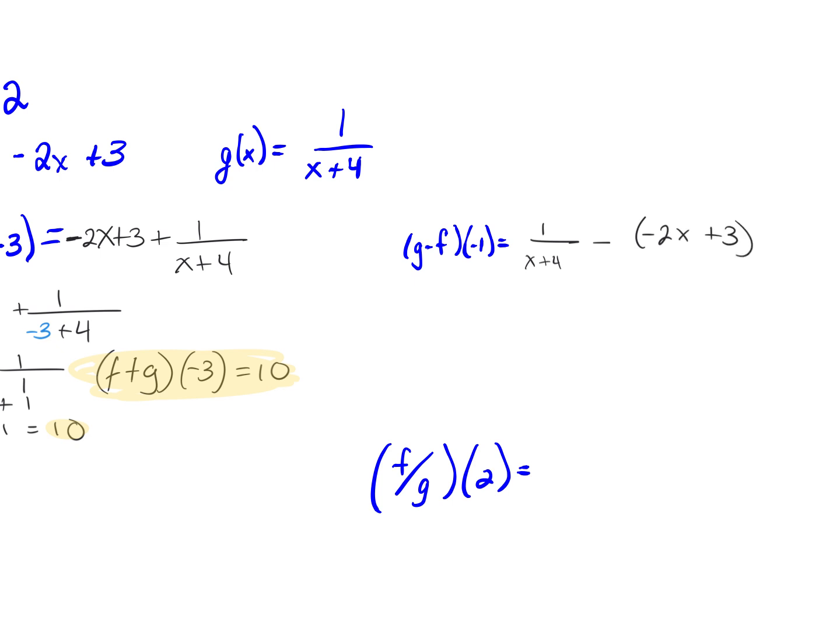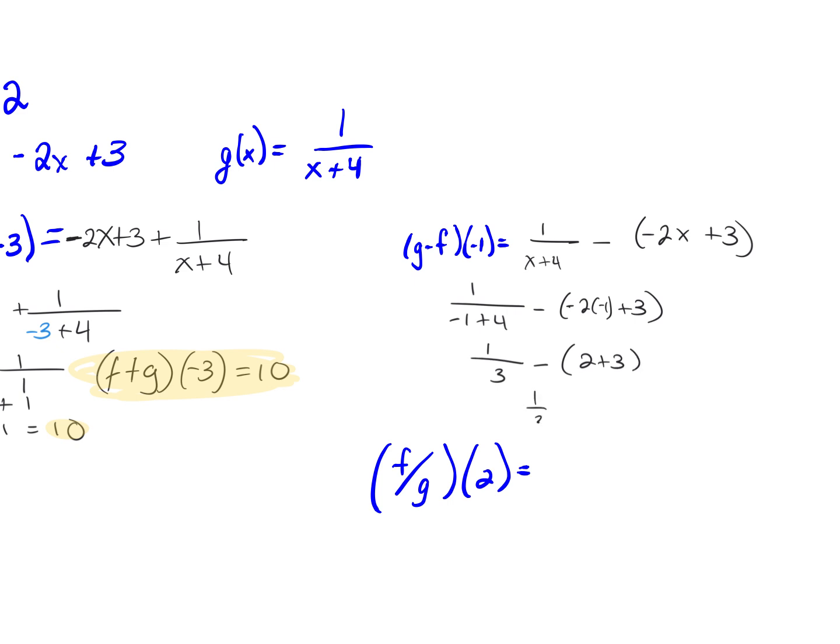I'm going to keep it in parentheses until I solve it. So wherever there is an x, I will now plug in a negative 1. So it's going to be 1 over negative 1 plus 4 minus negative 2x plus 3. Sorry, not x, it's going to be negative 1. Negative 2 times negative 1 plus 3. So that's going to become 1 over 3 minus 2 plus 3.